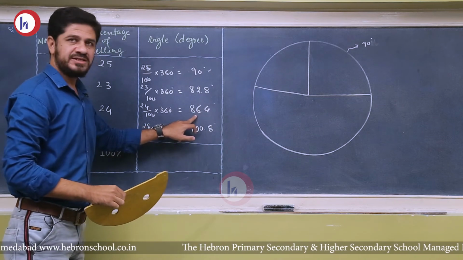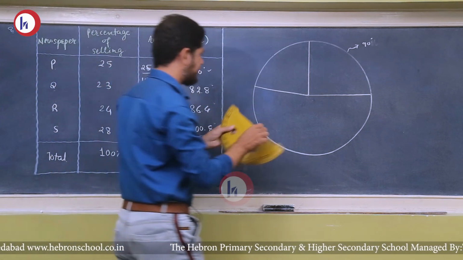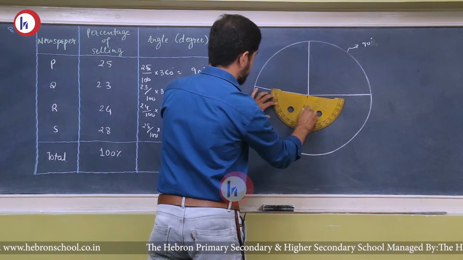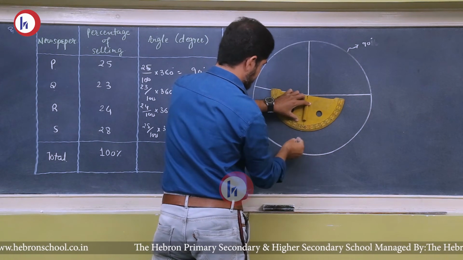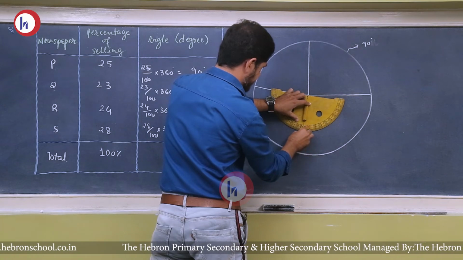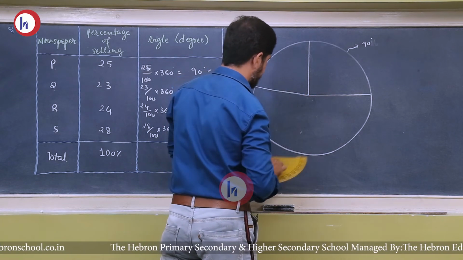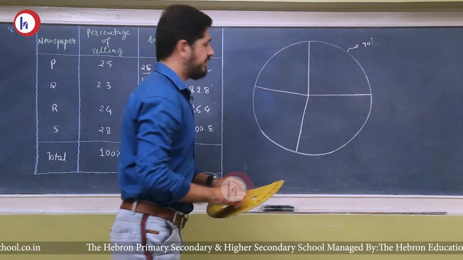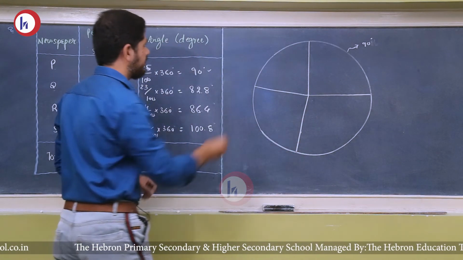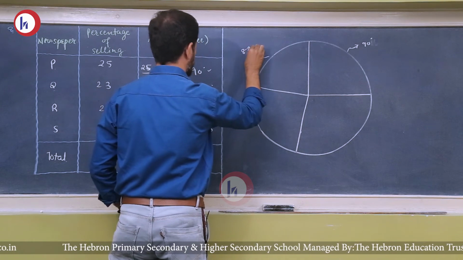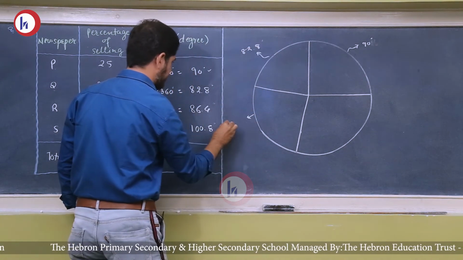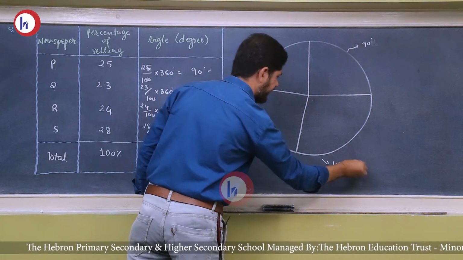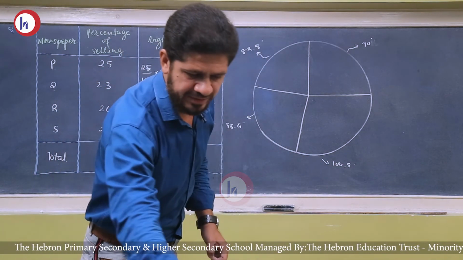Next one, that is 86.4. By the help of the next radius, 86.4, that is between 80 and 90. With the help of a scale, you can draw the radius. So we will divide the whole circle in 4 different degrees. 82.8, the next one 86.4, and finally it is 100.8 degree. The remaining is.